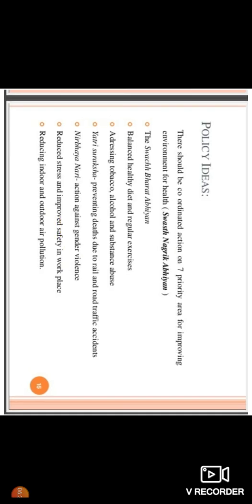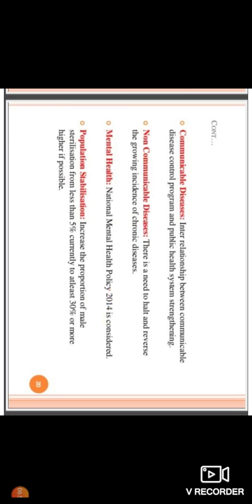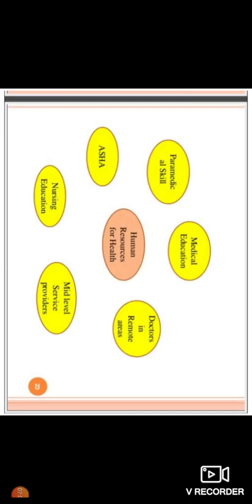What are the policies that come under 2017? Swachh Bharat Mission, balanced healthy diet and regular exercise, Yatri Suraksha, Nirbhaya Nari, reducing stress and improving safety in the workplace, reducing indoor and outdoor air pollution. Some of these policy ideas came in 2017. Some of the key factors, everything we have discussed: national health programs, and human resources for health.